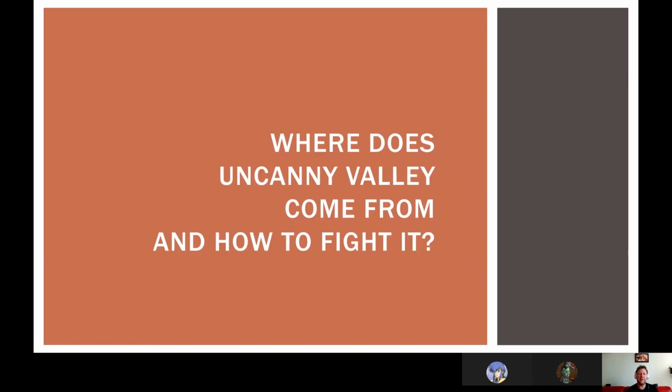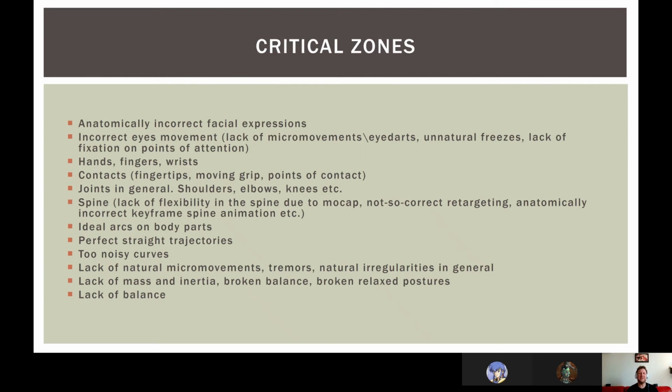So where does Uncanny Valley come from and how do we fight it? This is starting to be more interesting. There are certain critical zones where you need to pay very close attention. There are certain areas where it's pretty easy to do something that will break the feel, break the appeal for the whole animation. First of all, anatomically incorrect facial expressions. If we're talking about animation, even game animation, cinematics, whatever.